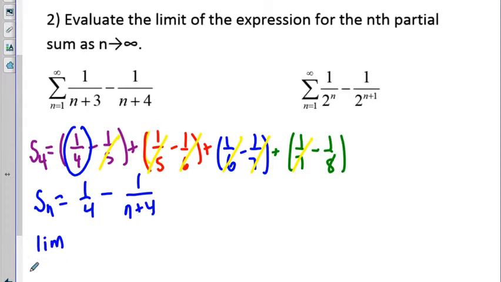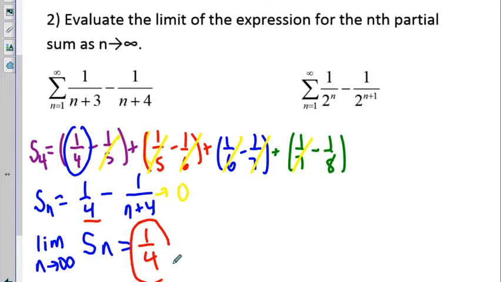Okay, so then I want to use that s sub n to determine the limit, which is what we call the sum of the whole entire series, okay? So the limit of the sum is going to be, look carefully at what you have here, as n goes to infinity, this part goes to 0, which means I am just left with this first term, which is a fourth. So the answer to the limit is a fourth, okay?